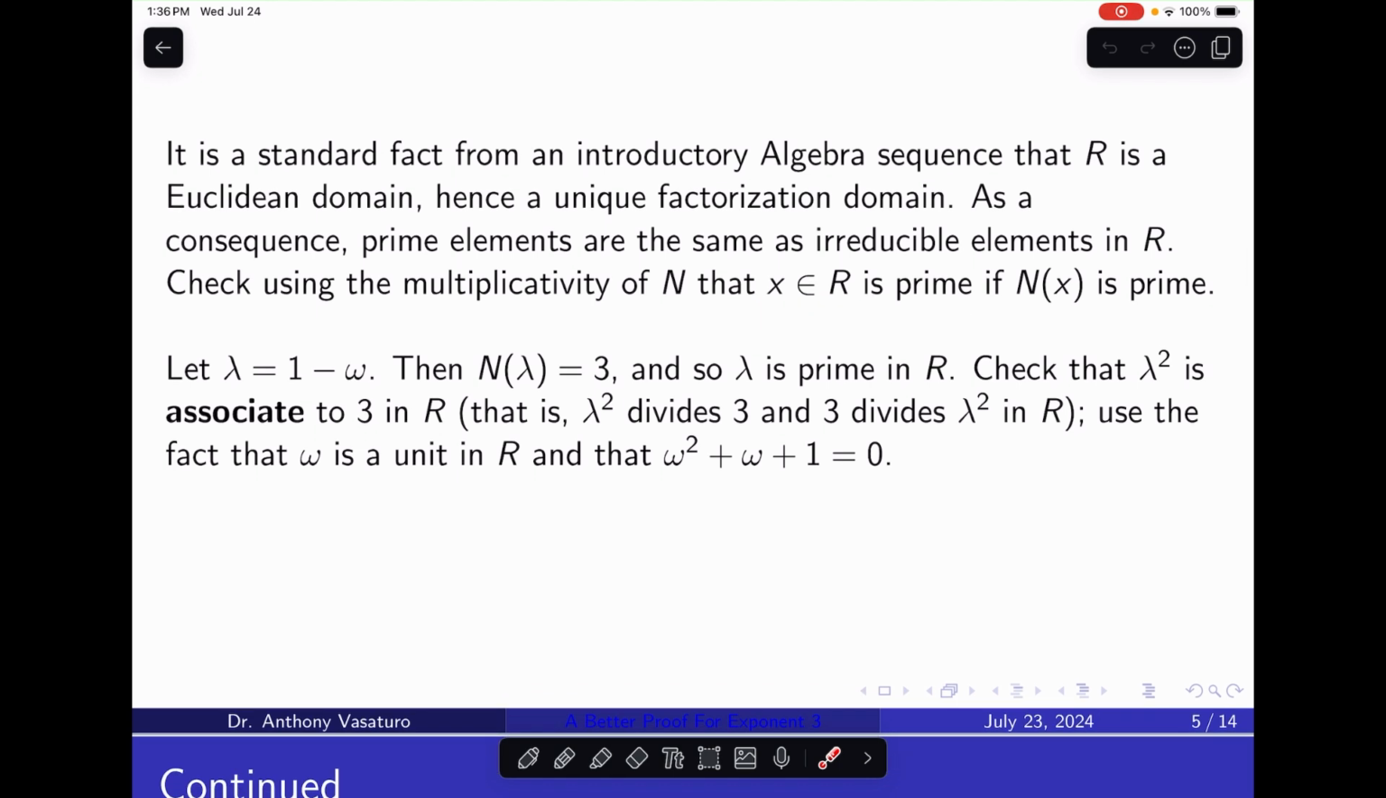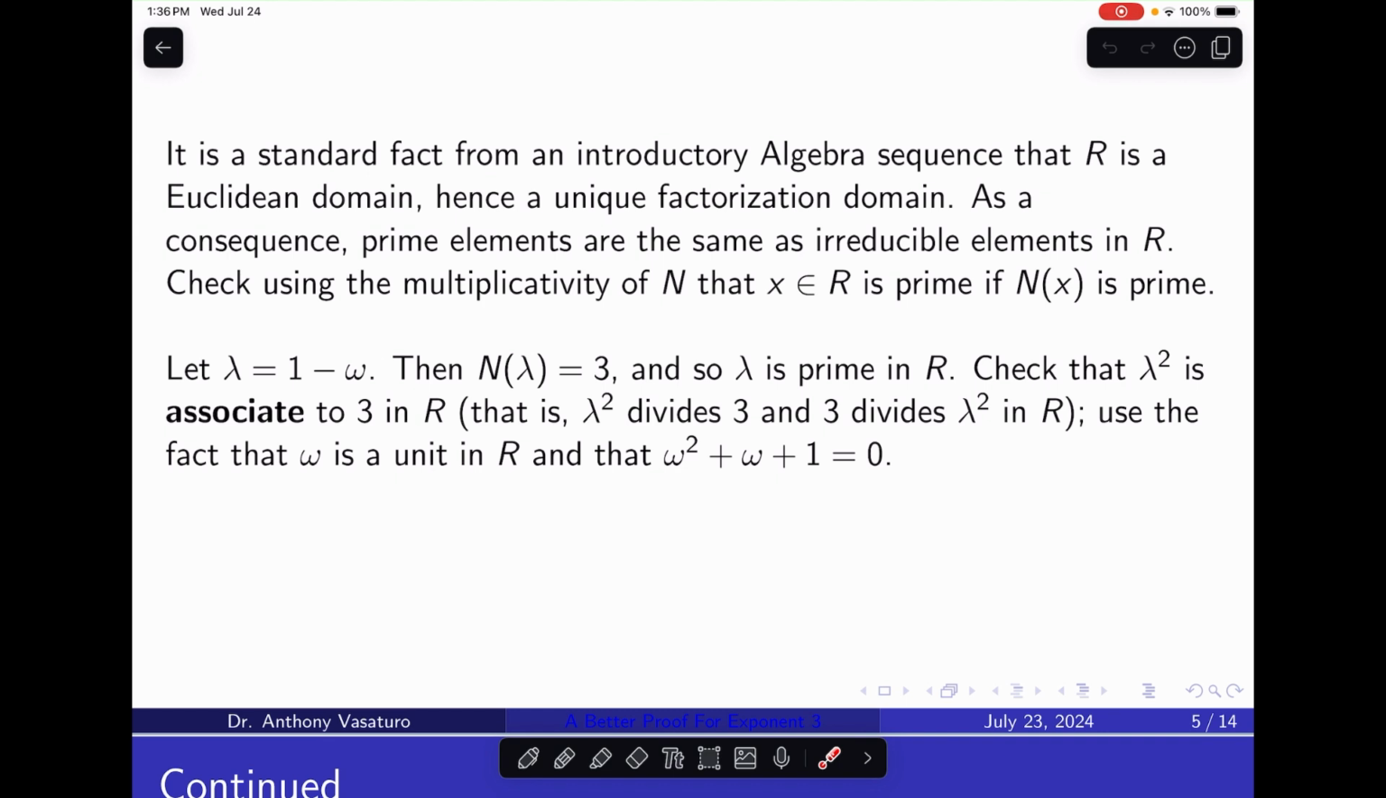The key to this proof is this specific element in R that we're going to call lambda, and it's 1 minus omega. You can check that its norm is 3, and so by this fact here, lambda must be prime in R. You can also check that lambda squared is associate to 3 in R, which means that lambda squared divides 3 and 3 divides lambda squared in R. In other words, they differ by a unit. So try to prove that yourself.